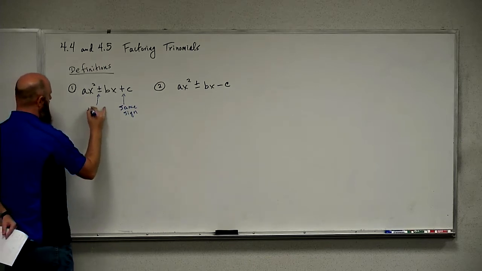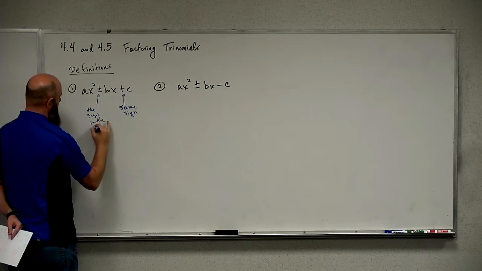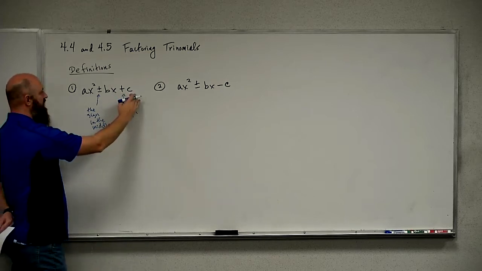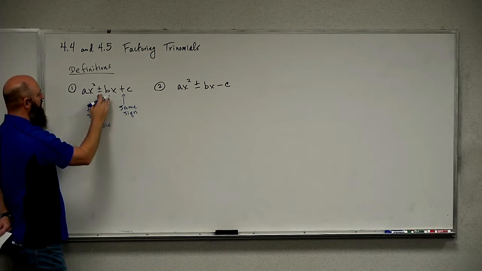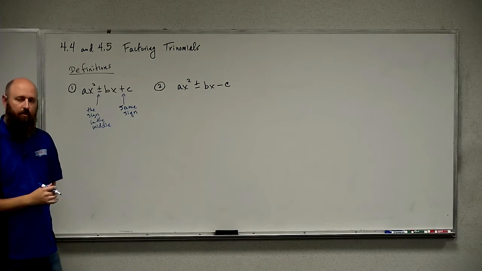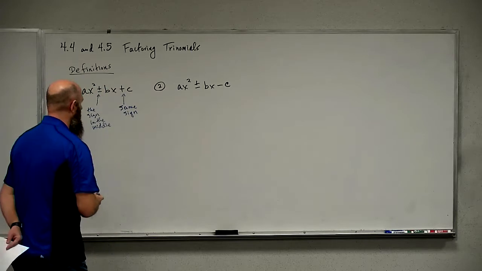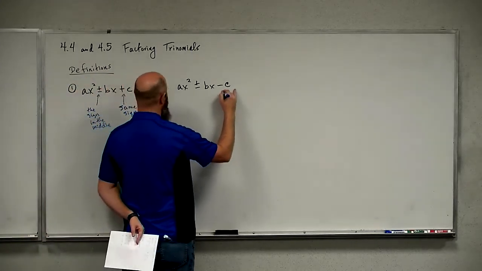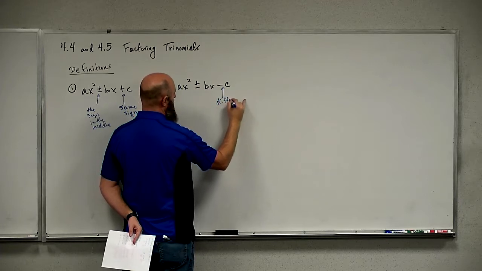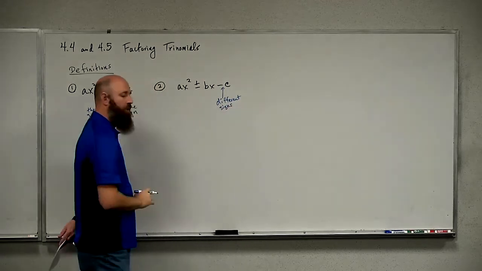This will be the sign in the middle. Okay, so if this is a plus c, plus a number, then whatever the sign is in front of the bx here is what's going to go in the middle of those two binomials. And both pluses or both minuses. Now, if it's negative, that tells me they're going to be different signs. Okay? And so we just have to figure that out.